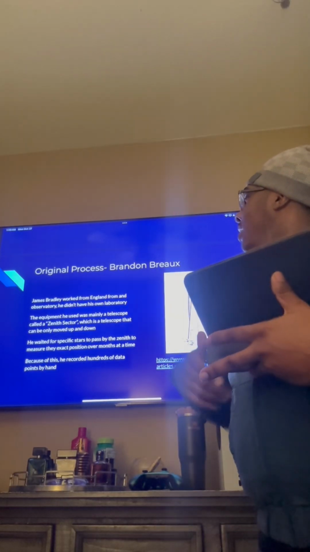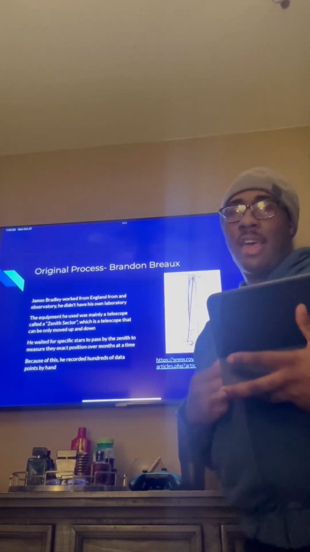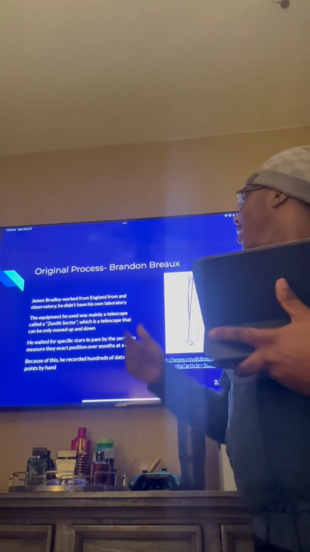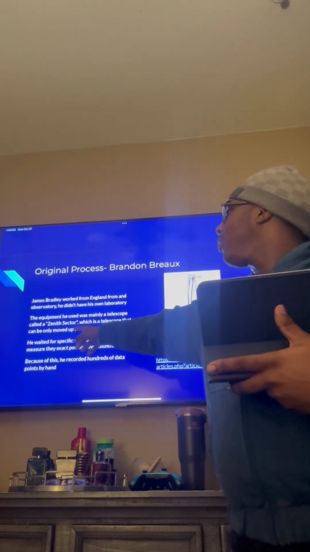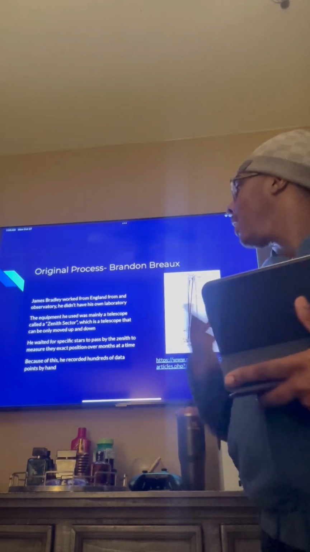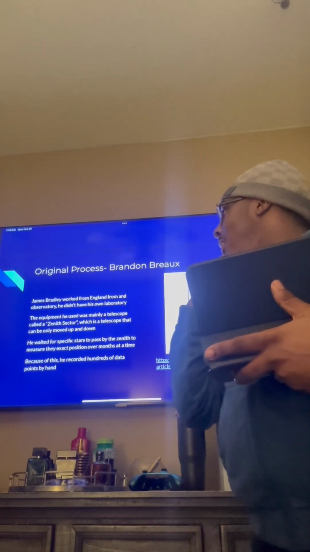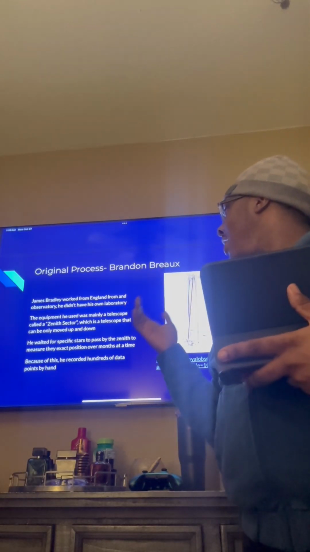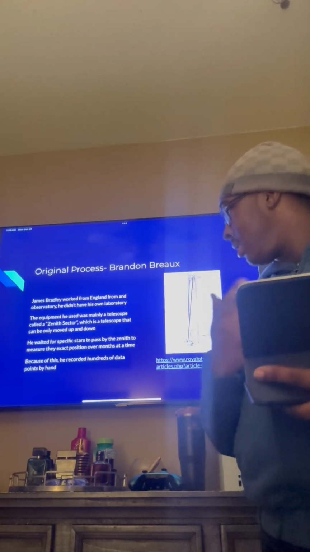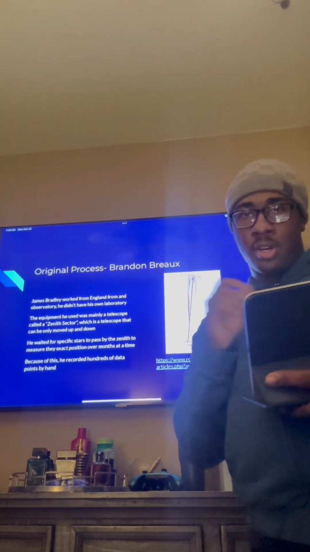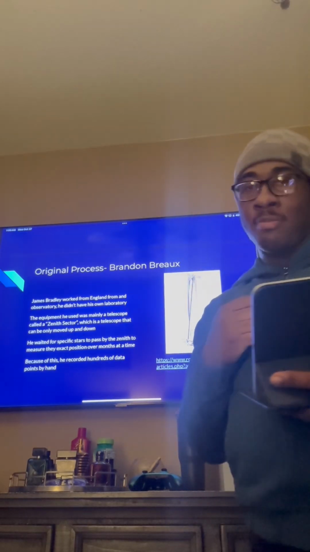Bradley worked from England from an observatory. He didn't have his own laboratory at the time. The equipment he used mainly was a telescope called a zenith sector, which is a telescope that can only be moved up and down. For him to use it, he waited for specific stars to pass by the telescope to measure their exact position over time.